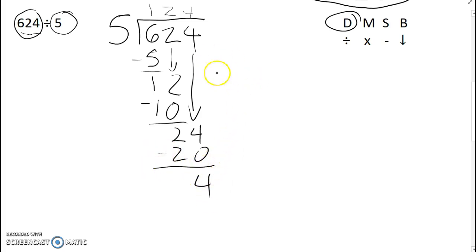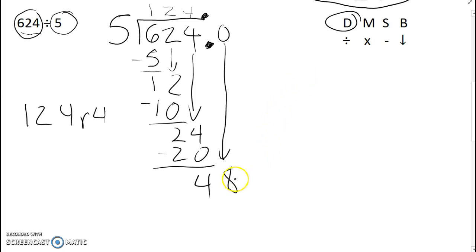Now, at this point in the past, you might have written this as 124 with a remainder of 4, but I no longer want us to do that. I want us to continue to divide, and we can. We can actually add a 0. To do that, I'm going to add a decimal here, and I'm going to add a decimal in my quotient and put a 0. And then I'm just going to bring that down.